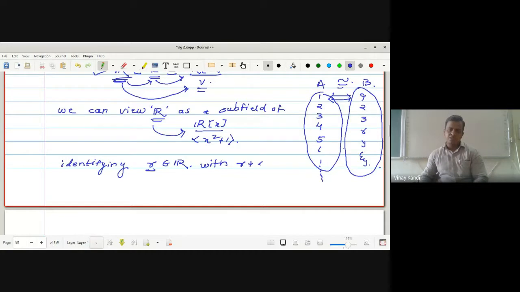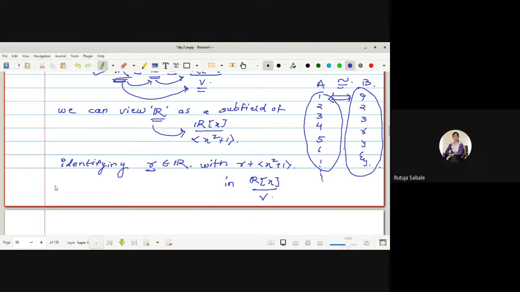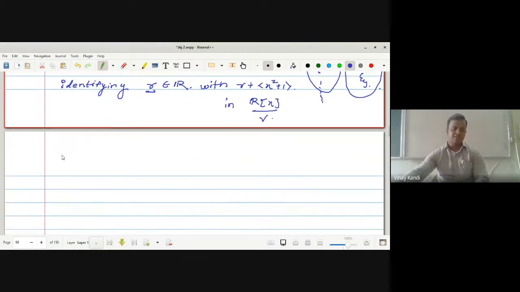r + <x^2 + 1>. So identifying r belonging to capital R with r + <x^2 + 1> in the set R[x] divided by V. Any doubt up to here? No, sir. Okay, now let alpha be equal to, what is the name? Alpha.